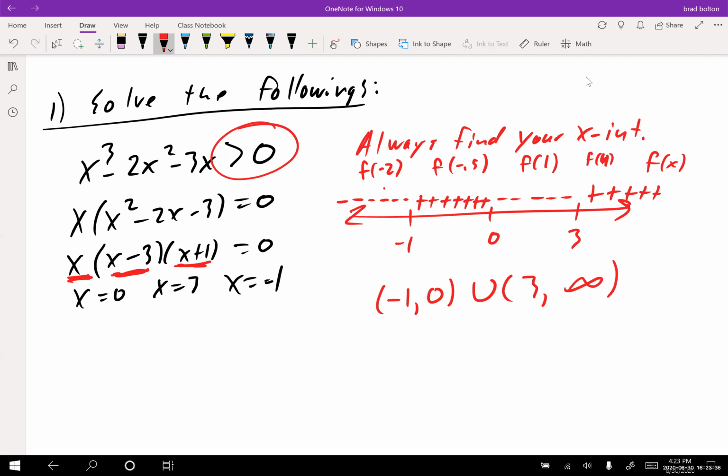Now we could do all kinds of other stuff. We could take this and graph it in our calculator, and we could do x cubed minus 2x squared minus 3x, and we could graph that. And we're going to see something like this. We're going to see it do one of these.